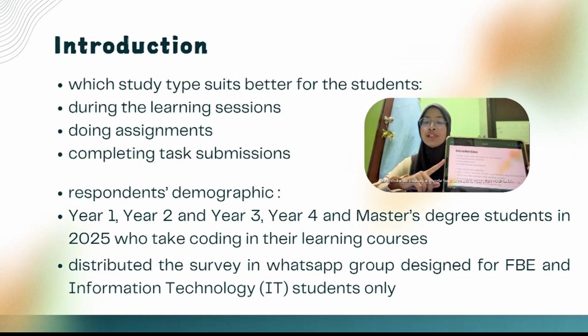We distributed the survey in Google Form to Year 1, Year 2, Year 3, Year 4, and also Master's Degree students who take programming as their learning courses. We distributed the survey in WhatsApp groups designed for Faculty of Business and Economics students and also Information Technology students only, to ensure the precision of the data and reduce error during the research being conducted.